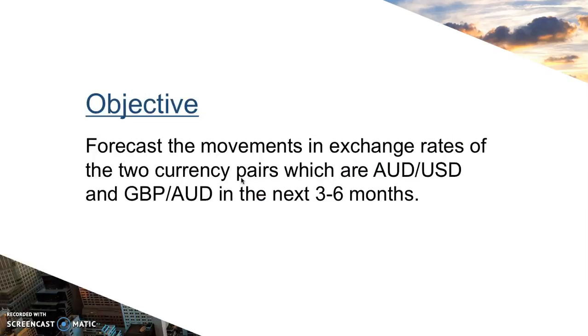We are going to focus on the movements in the exchange rates of two currency pairs, which are AUD against USD and GBP against AUD, in the next 3 to 6 months, based on the economic indicators of the respective countries such as relative interest rates, relative inflation rates, commodity price, and exchange rate expectation.